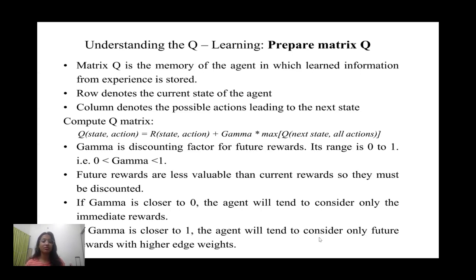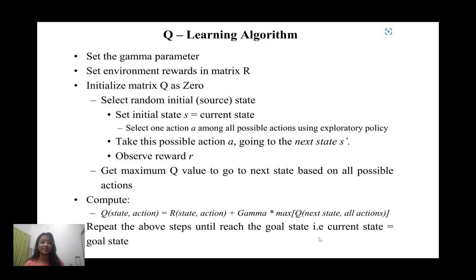Compute the Q matrix. Q(state, action) is equal to R(state, action) plus gamma times max Q(next state, all actions). Gamma is the discounting factor for future rewards. Its range is 0 to 1, that is, 0 < gamma < 1. Future rewards are less valuable than current rewards, so they must be discounted. If gamma is closer to 0, the agent will tend to consider only the immediate rewards. If gamma is closer to 1, the agent will tend to consider future rewards with higher edge weights.